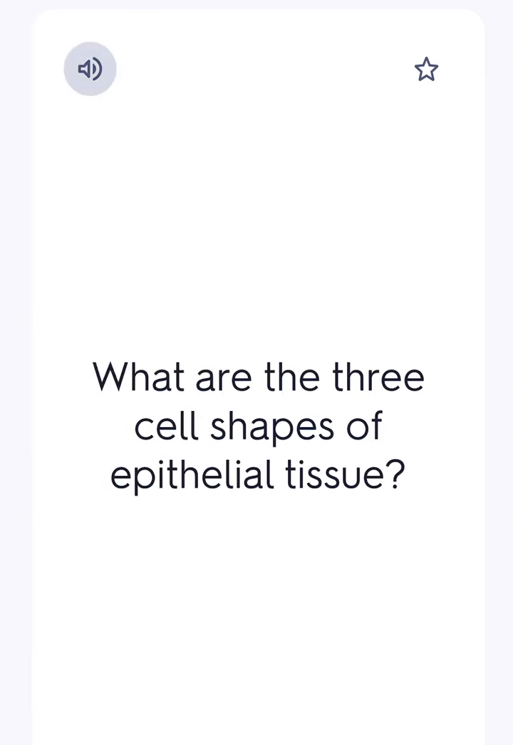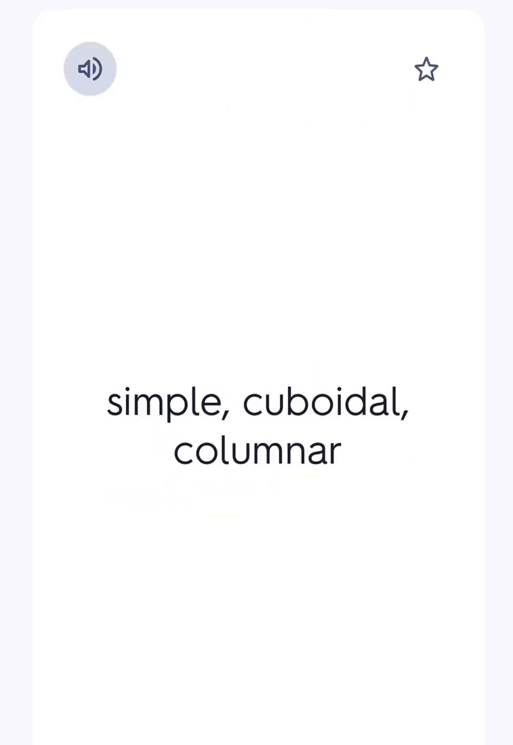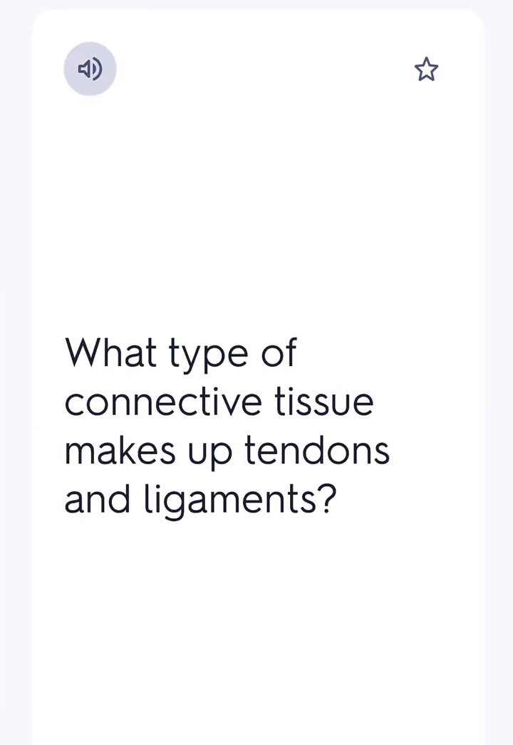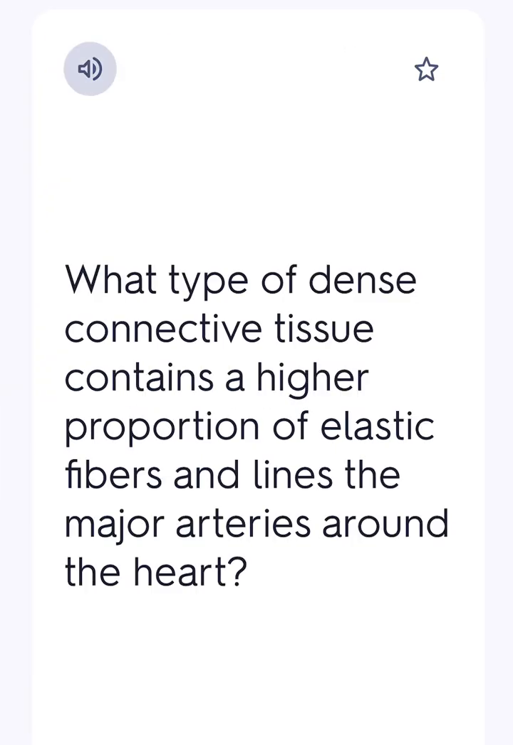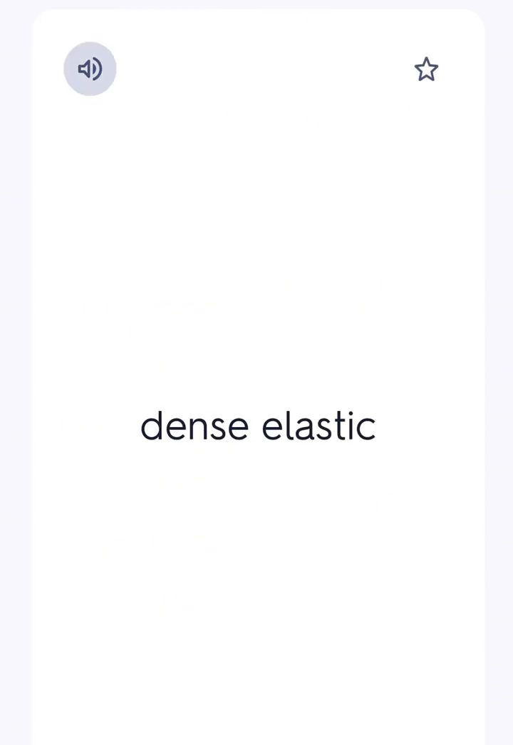What are the three cell shapes of epithelial tissue? Squamous, cuboidal, columnar. What type of connective tissue makes up tendons and ligaments? Dense regular. What type of dense connective tissue contains a higher proportion of elastic fibers and lines the major arteries around the heart? Dense elastic.